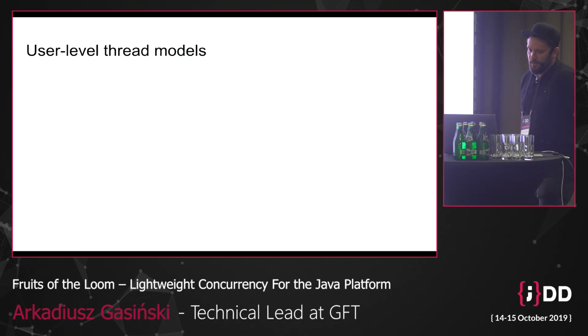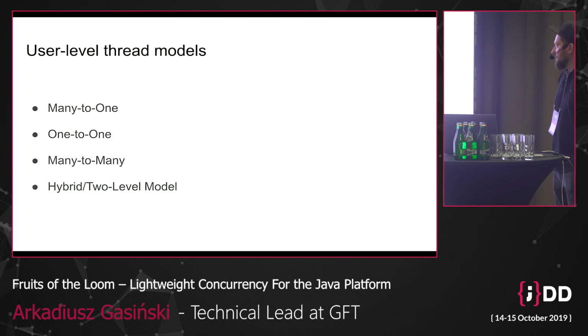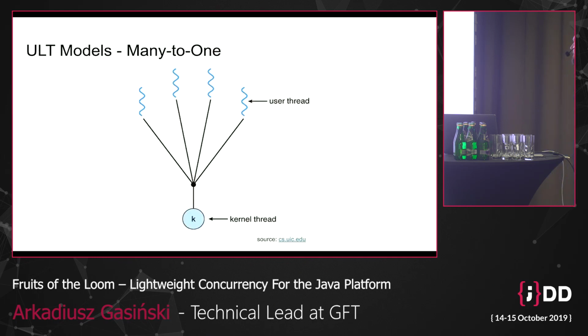And actually, in a specific implementation of these user mode threads, such threads must be mapped to the kernel threads, because this is the only way to actually get access to the CPU. And basically, there are a few ways to do this: many-to-one, one-to-one, many-to-many, and hybrid model. This is like entity relationship mappings that probably most of you are familiar with.